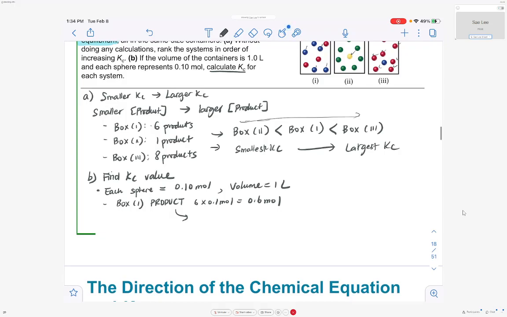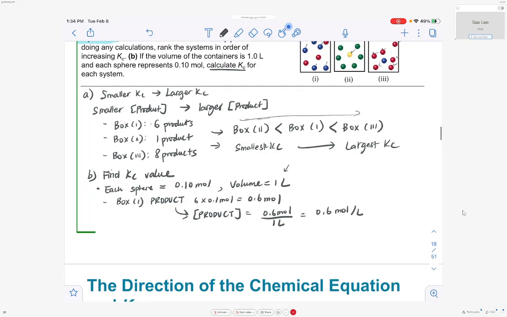Since the volume is given as 1 liter, the concentration of product is going to be 0.6 mole per liter. This is the concentration of product. Okay.